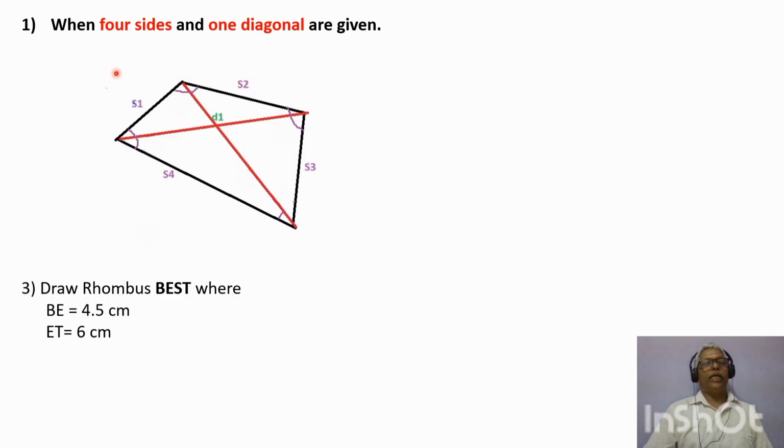So third and the last construction under 4 sides and 1 diagonal. Third is: draw rhombus BEST, where BE is equal to 4.5 centimeters and ET is equal to 6 centimeters. So we will construct this also. Okay.